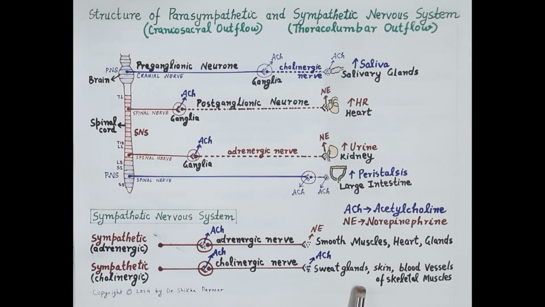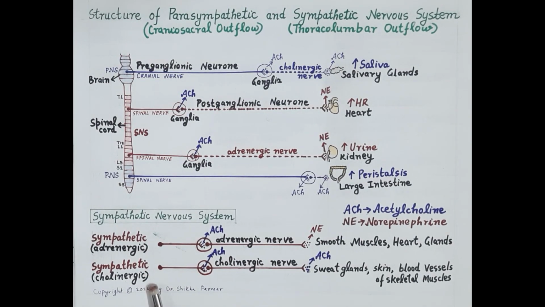Now the major exceptions are sweat glands, skin, and blood vessels of the skeletal muscles. Now these organs have no parasympathetic supply, and these organs are supplied only with the sympathetic nervous system. But here, the sympathetic postganglionic neurotransmitter is acetylcholine instead of norepinephrine, and therefore this sympathetic nervous system is known as the sympathetic cholinergic nervous system. So in the majority of cases, because of sympathetic stimulation, norepinephrine is released at the target organ, but there are a few exceptions where acetylcholine is released at the target organ. And if acetylcholine is released in the sympathetic nervous system, then it is known as the sympathetic cholinergic nervous system. So this is the anatomy or structure of the sympathetic and parasympathetic nervous system.